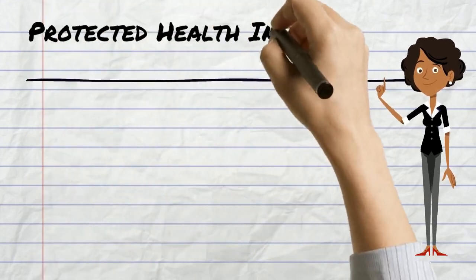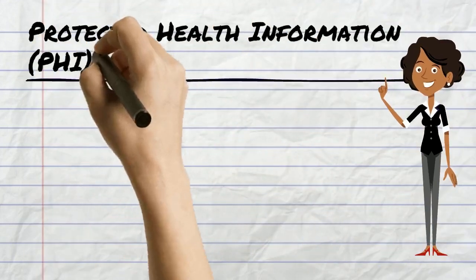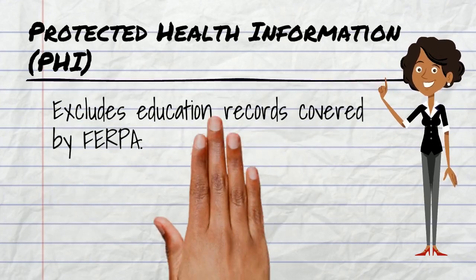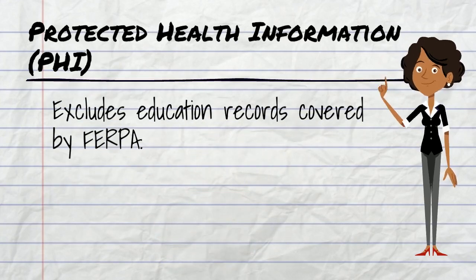Protected health information, or PHI, is individually identifiable health information held or transmitted by a covered entity or its business associate in any medium, whether electronic, on paper, or oral. PHI excludes education records covered by the Family Educational Rights and Privacy Act, or FERPA.